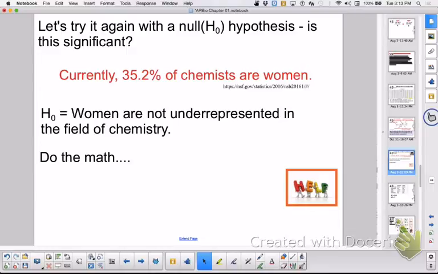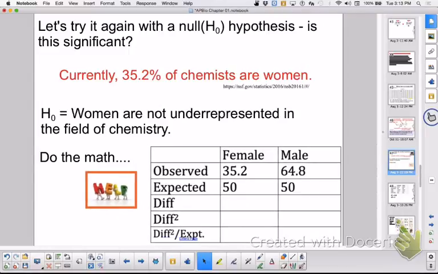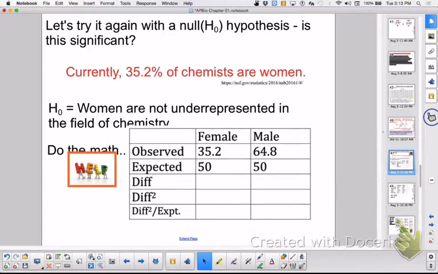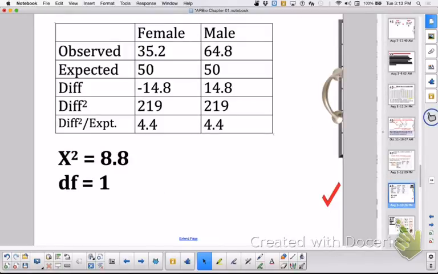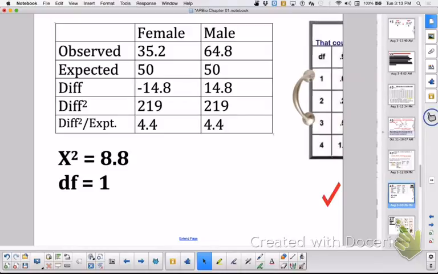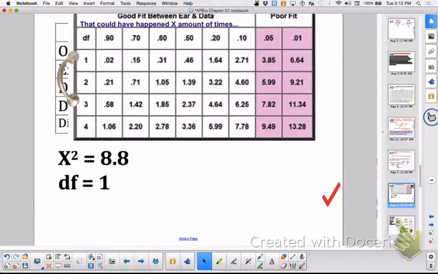Yes, because if we went with the null hypothesis, we would expect 50% of the chemists to be women and 50% to be men. So we would take the difference between them, square them, and put that over 50%. Add those two numbers together, and we got 8.8. We were either male or female, so our degree of freedom was 1. And we pull out the chart. 1 degree of freedom, go over to 8. We're not even on the chart. So this is significant. There is some other factor that is affecting why there are fewer chemists that are women.